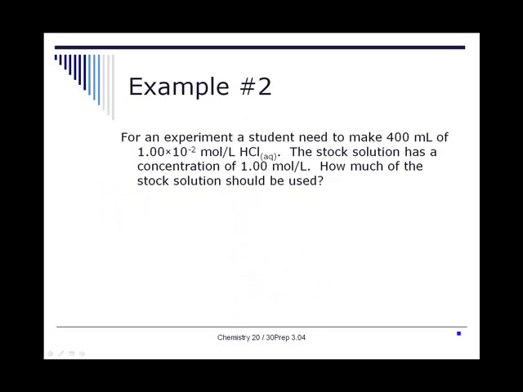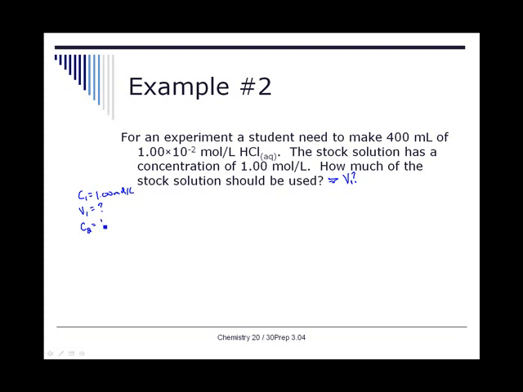Okay, here we have an experiment. A student needs to make 400 mL of 1.00 times 10 to the negative 2 moles per liter hydrochloric acid. The stock solution has a concentration of 1 mole per liter. How much stock solution should be used? The question is asking for volume. This means find the volume of our stock solution, so we're going to call this V1. I like to call the more concentrated solution 1 and the less concentrated solution 2, but that's really just out of habit. We know that our initial concentration, the concentration of our stock solution, is 1 mole per liter. We want to figure out how much of this solution we need, so that's what we're looking for.